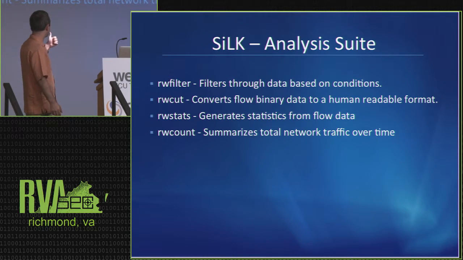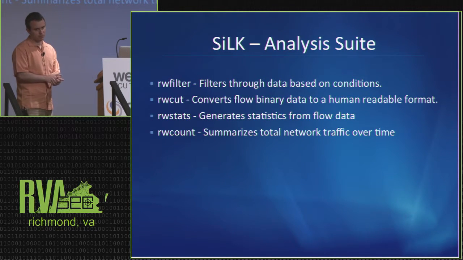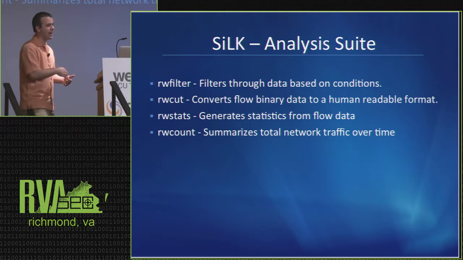rwcut takes binary data, which is the output of rwfilter, and converts that to a human readable format. As I discussed before, Silk records everything in these binary files.